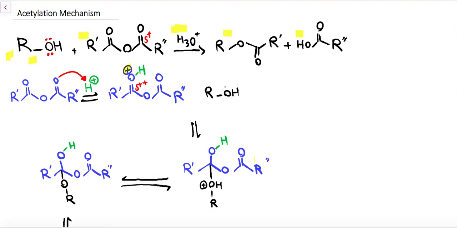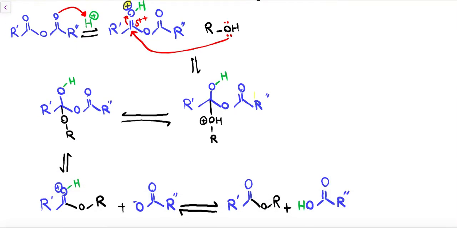In the second step, our nucleophile, or the oxygen, is going to attack our electrophile, and because the carbon cannot have 5 bonds, we're going to break this pi bond like that. And this gives us our intermediate here, so this is our tetrahedral intermediate right here.